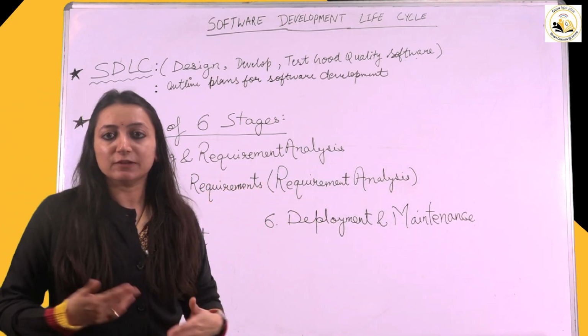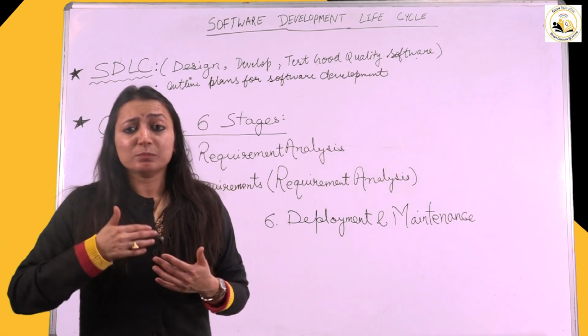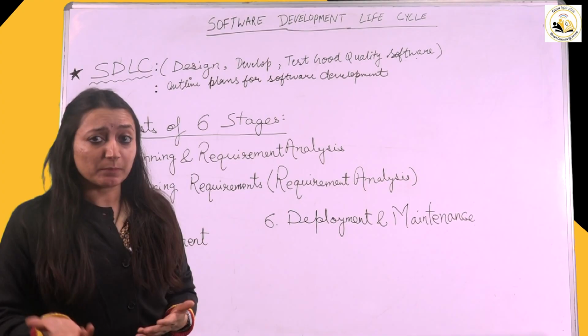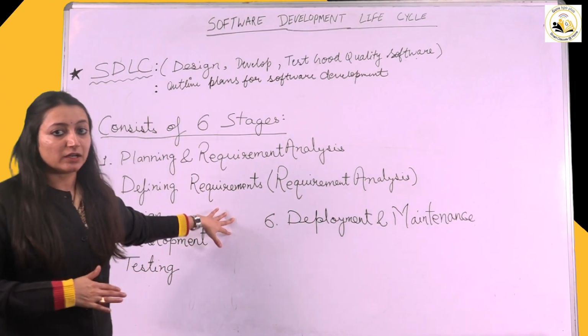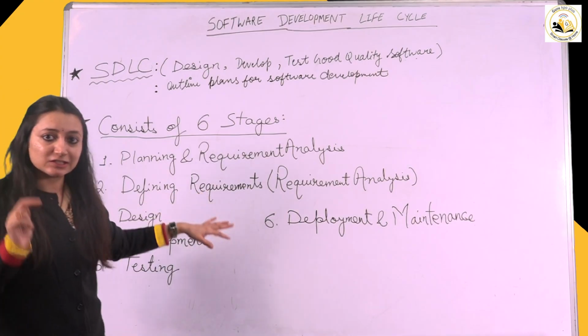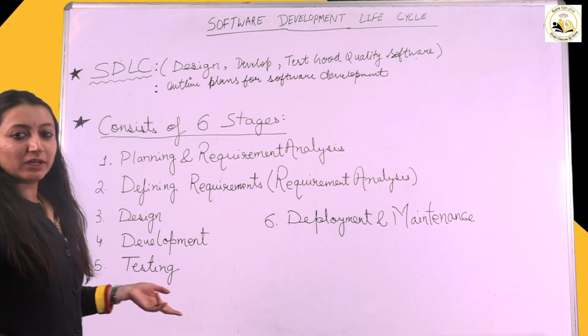See, for example, if you are using Instagram, or WhatsApp, prior to the development of that particular software, all these stages must have been done, and after that we get that Instagram or WhatsApp software. So this is about the software development life cycle.